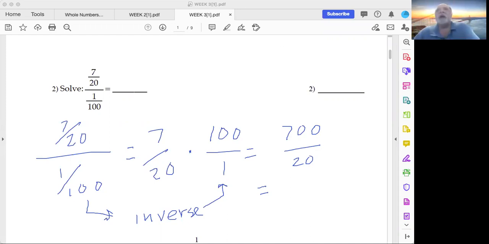So if I were to divide the top and the bottom by 10, the zeros would go away, right? And I would get 70/2, okay? And 70 divided by 2 is 35. So that's 35. Okay. All right, let's go to the next one.